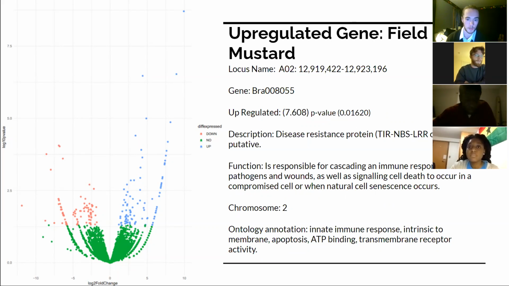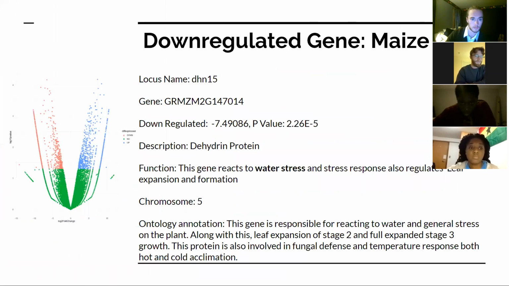The upregulated gene in field mustard is related to a disease resistance protein. It is responsible for cascading an immune response to pathogens and wounds, as well as signaling cell death to occur in a compromised cell or when natural cell senescence occurs. So under drought conditions, its immune system is compromised and it signals for more compromised cells to die when they need to.